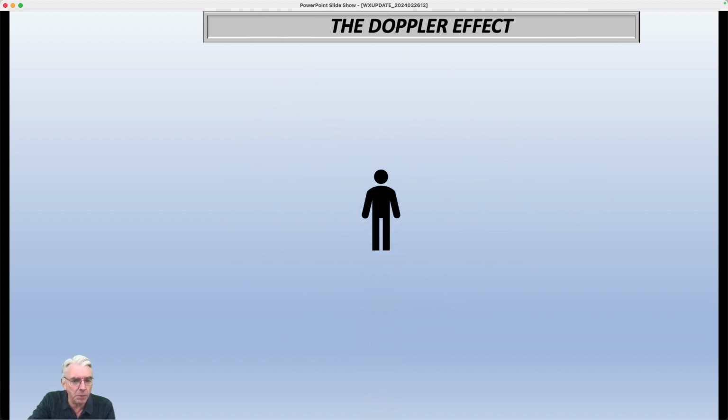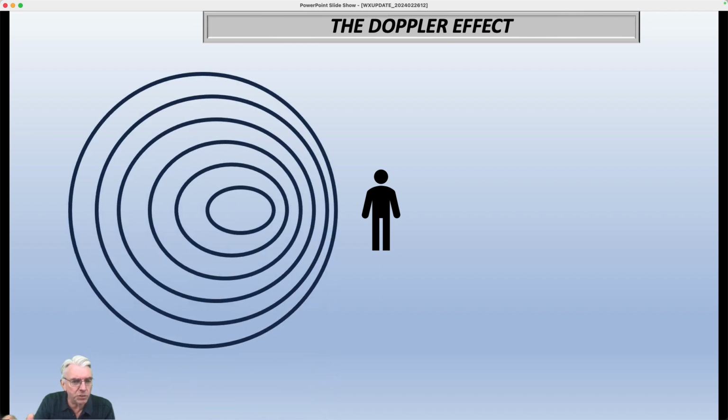So here's your human being. As that object is moving toward you, the waves are bunching up. And that means the frequency of the waves is increasing. And with regard to sound, if the frequency goes up, the pitch goes up. And have you ever noticed that when you're watching a train go by or a car go by that's blowing its horn, you have this effect of, and it tails off like that?